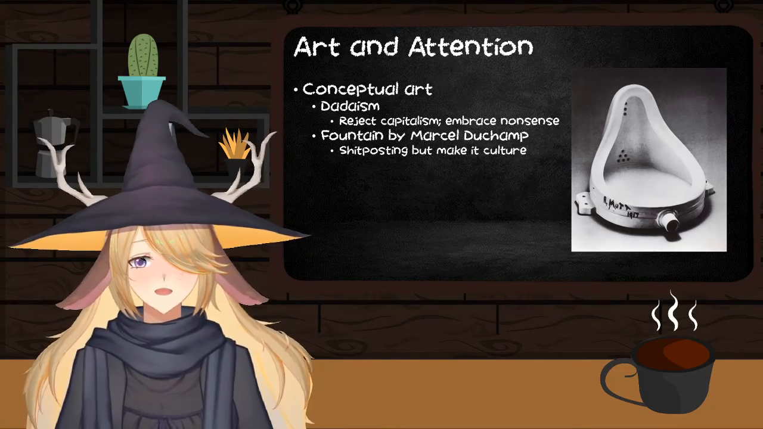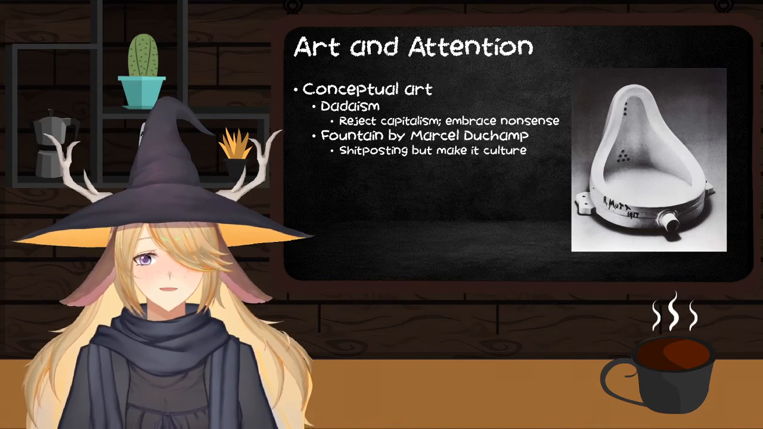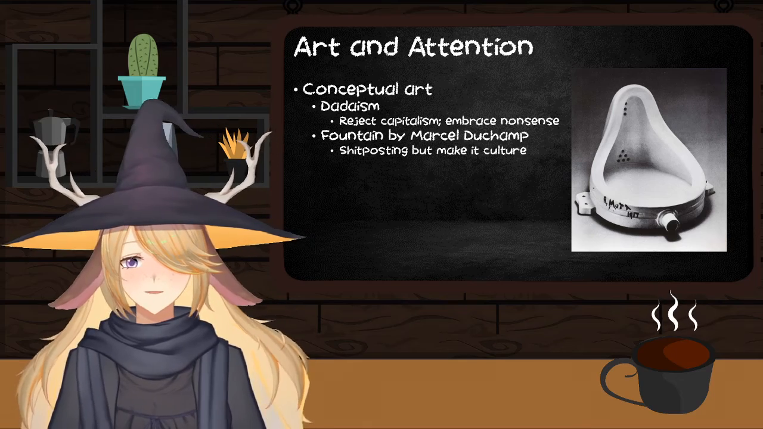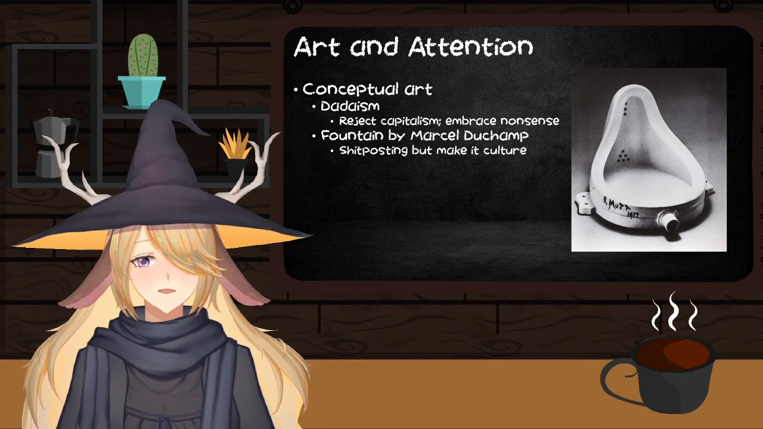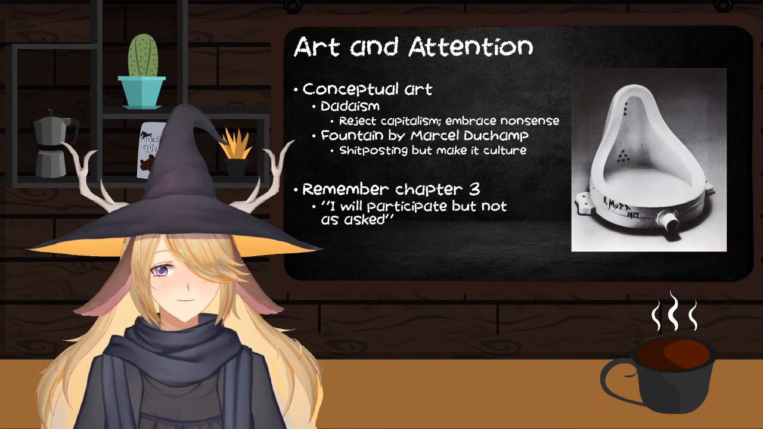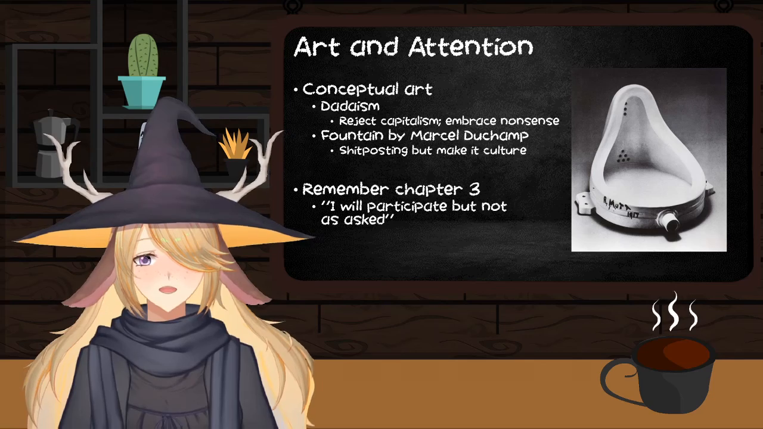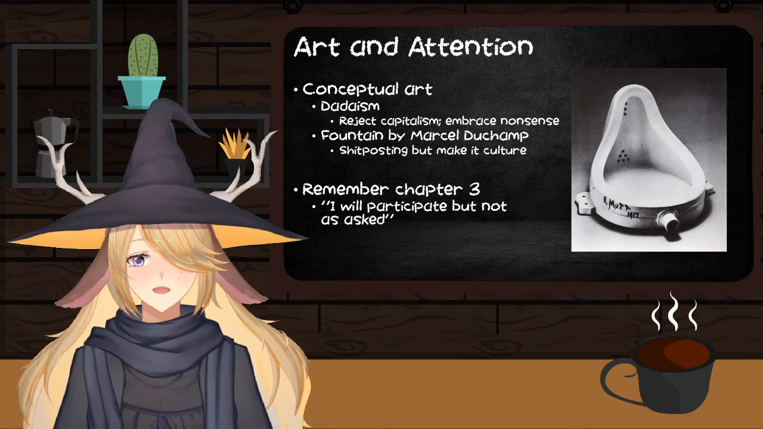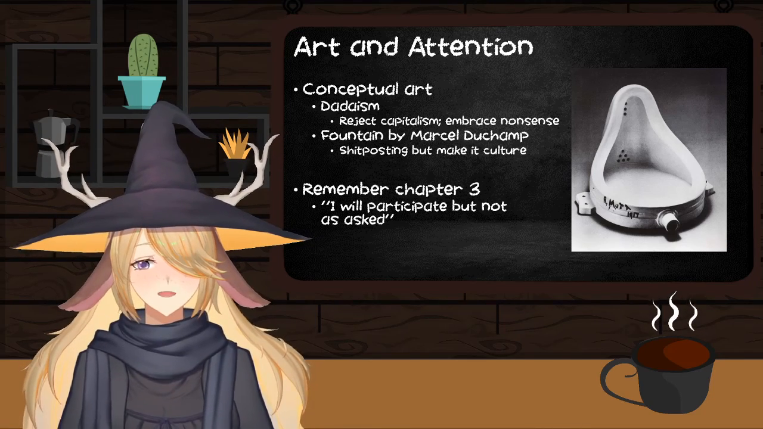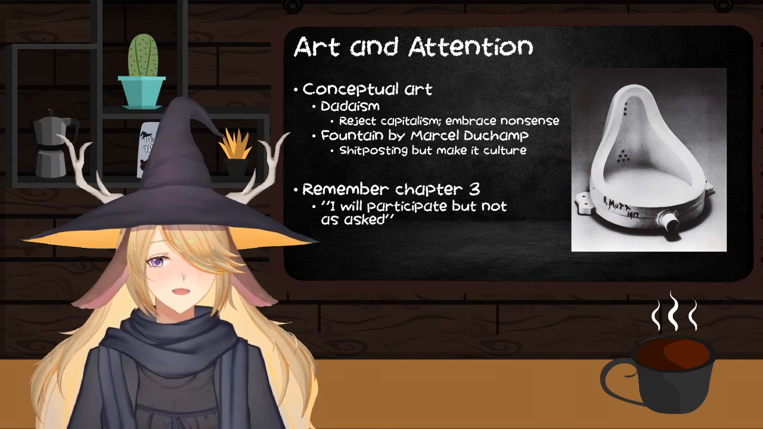And during the actual exhibition, Fountain was suppressed. They kind of hid it away because they didn't know what to do with it. But in doing so, Duchamp actually made the point that he wanted to, which is in the theme and the narrative of chapter 3. Remember with Diogenes, the original asshole who told Alexander the Great to get out of his sun? I will participate, but not as asked.